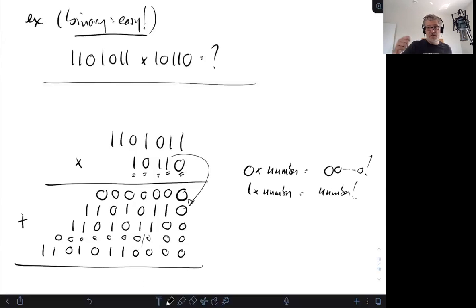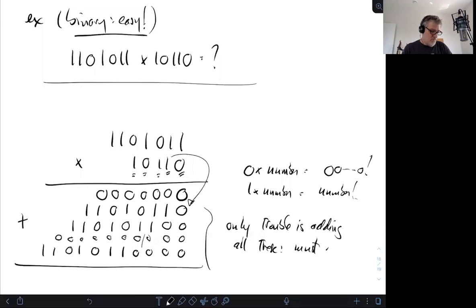Okay, so zeros give you 0, 1s you just copy down, and you shift accordingly depending on the position. Now, the only trouble is adding all these. So we must do 2 at a time.